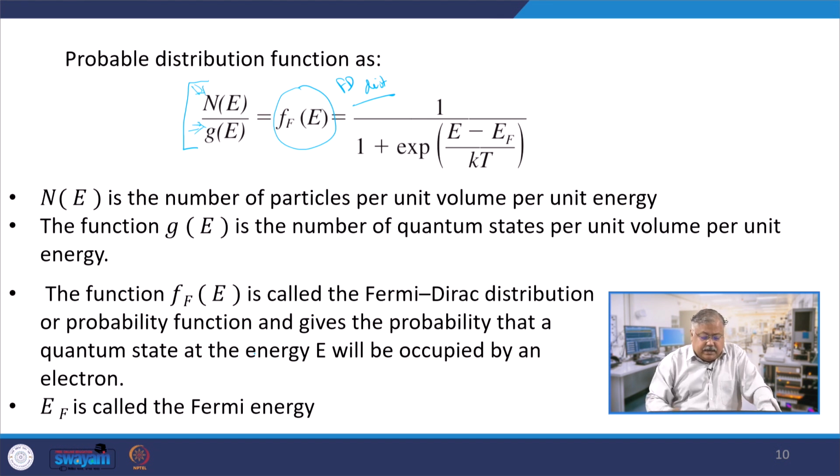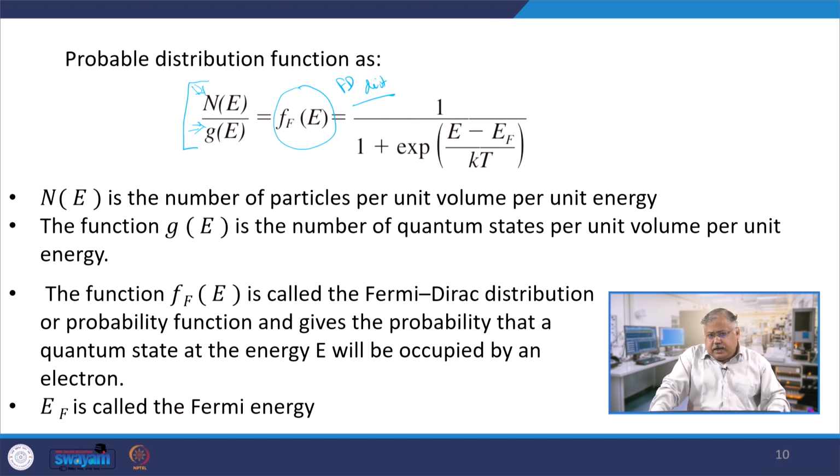Ne to Ge is what? Ne is the number of particles per unit volume per unit energy state, and Ge is the number of quantum states available per unit volume per unit energy. When you divide it, you will get a number, right? And that is the probability density function, given as f of E, which is 1 upon 1 plus exponential of (E minus EF) over kT.